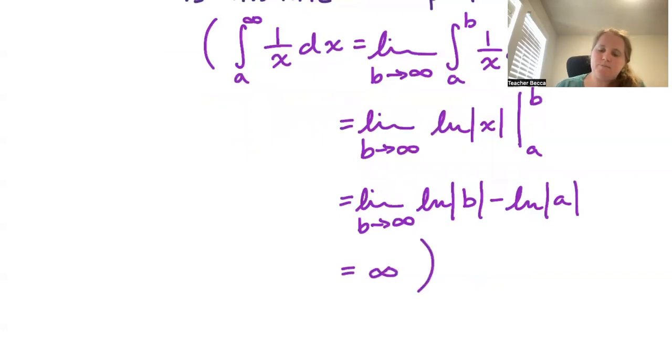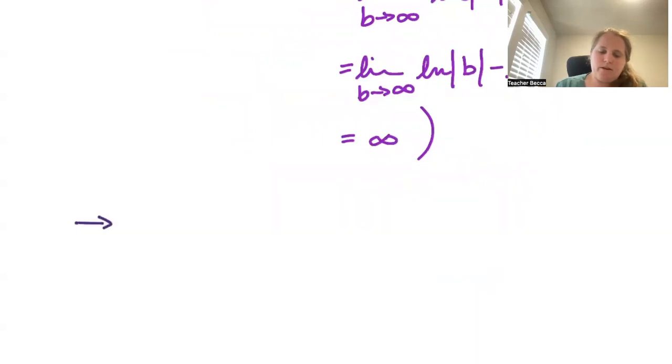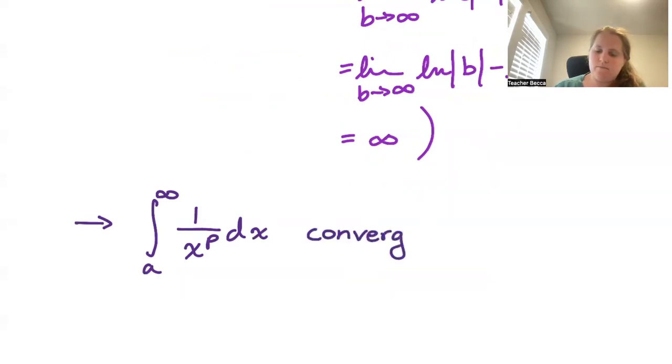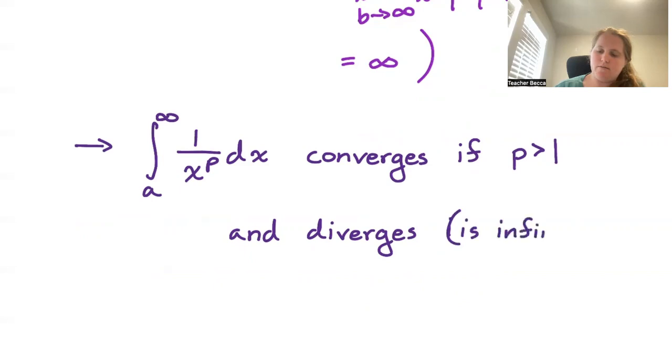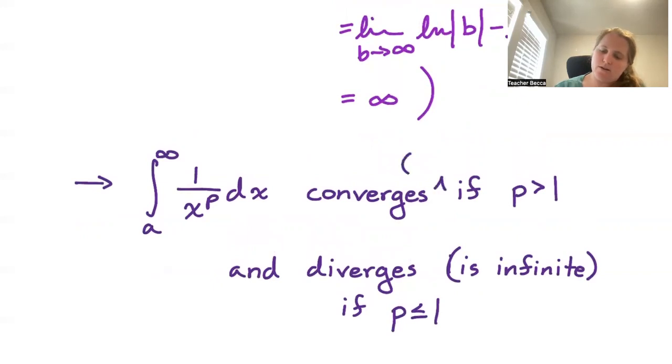Right, so in summary, we get that the definite integral from a to infinity of 1 over x to the p dx converges if p is greater than 1 and diverges, or is infinite, if p is less than or equal to 1. Again, for our convergence case, I mean that this is finite.